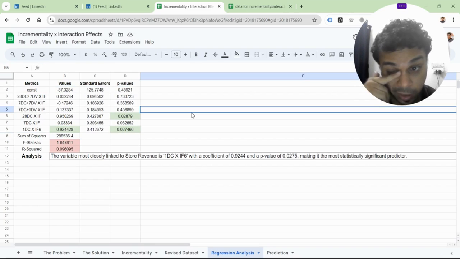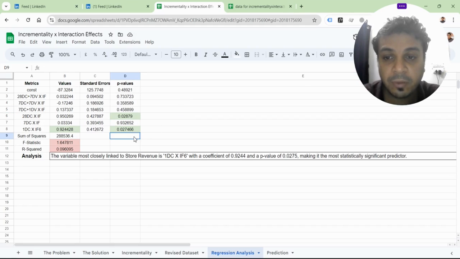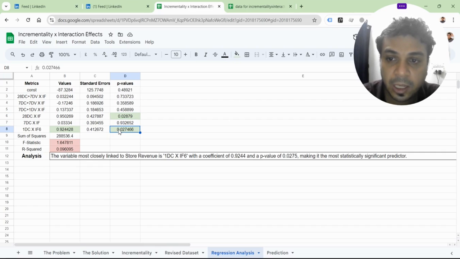So for a confidence interval of 95%, for a 5% margin of error, you would typically want to have p-values which are 0.05 or lesser, in order for you to be confident about their statistical significance. So as you can see here, there are only a couple of them.